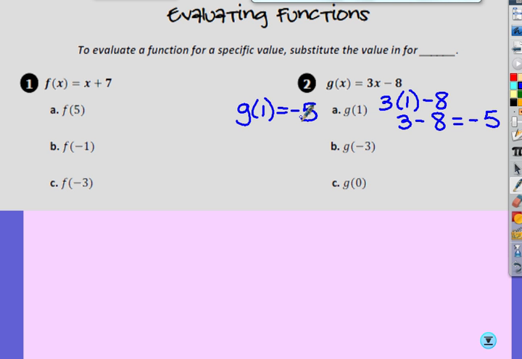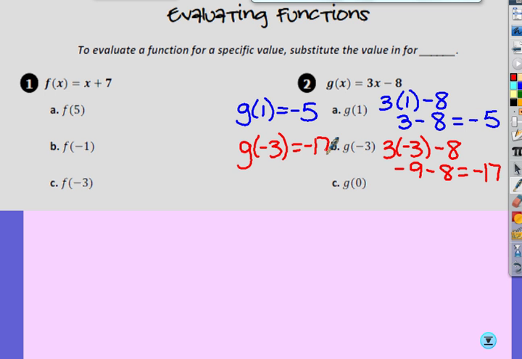For letter B, I will replace the x with negative 3. For g of negative 3, I put in negative 3 in for the x. 3 times negative 3 is negative 9, and negative 9 minus 8 gives you negative 17. Therefore, g of negative 3 equals negative 17.